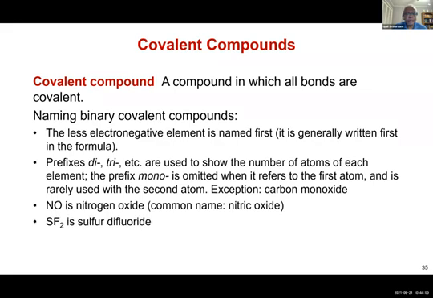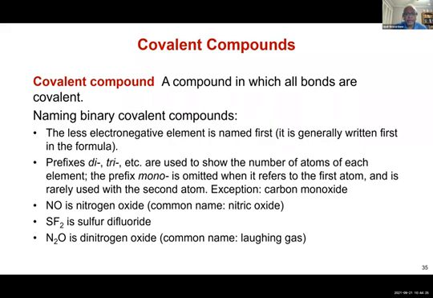There are common names. In sulfur difluoride, there are 2 fluorines. Fluorine has high electronegativity. Its name is changed in the second element, fluorine to fluoride, difluoride. Since there are no charges, you have to use the prefixes.